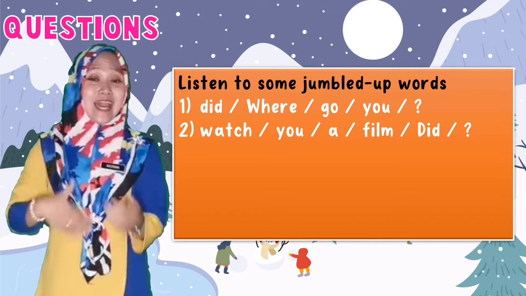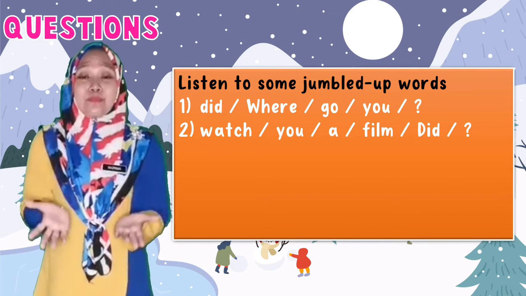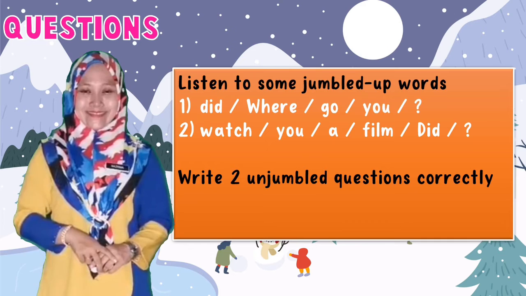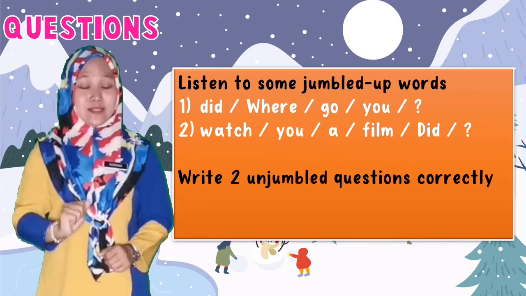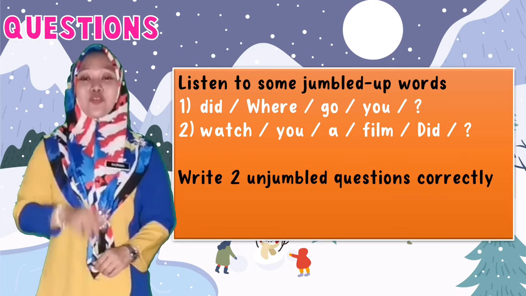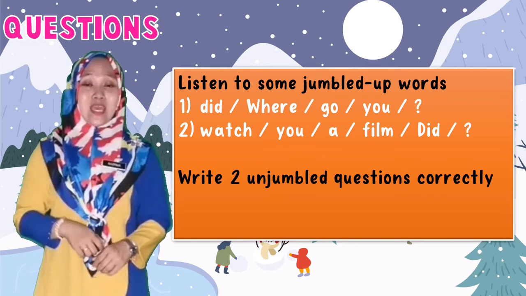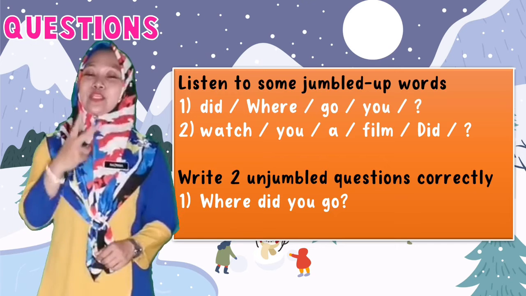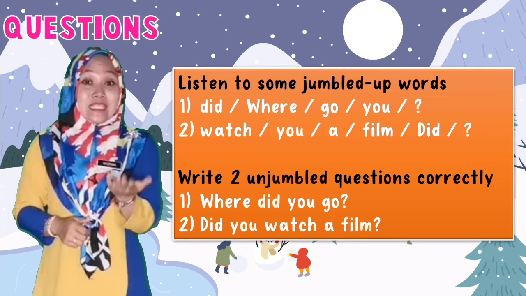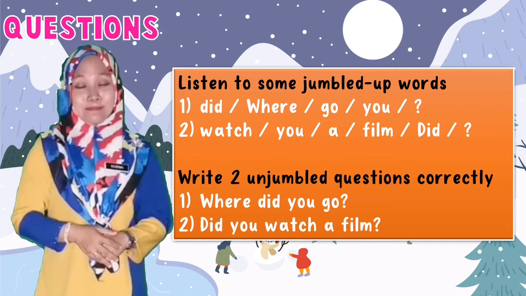Can you please unjumble the words to make 2 questions? Let's write 2 unjumbled questions correctly. Question number 1. Where did you go? Question number 2. Did you watch a film?